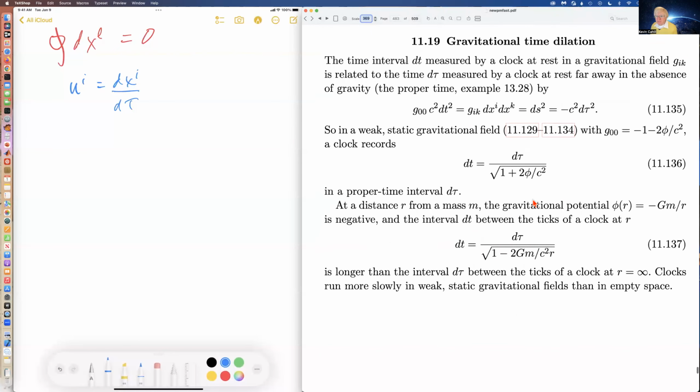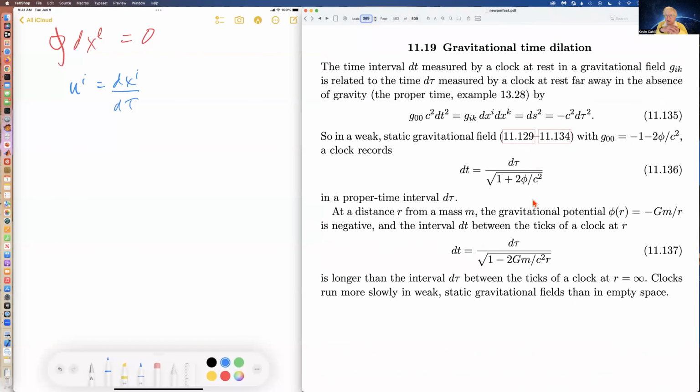For time dilation, back on Tuesday, the equations were correct, but I was confused in the interpretation of them. The key thing is that the interval between ticks of a clock at r in a gravitational field due to a mass m, if the clock is a distance r from a mass m, is related to the time between ticks for a clock at rest outside the gravitational field. Both clocks are at rest, but one is far from the gravitational field and the other is a distance r from this mass m.